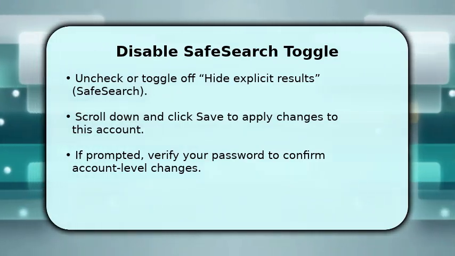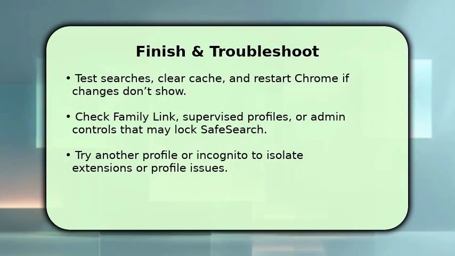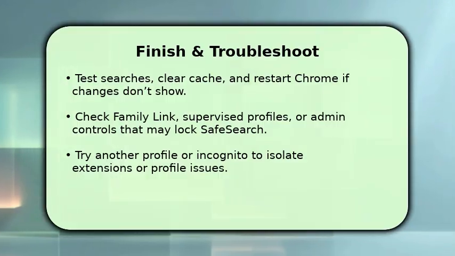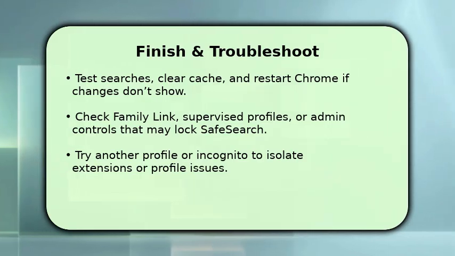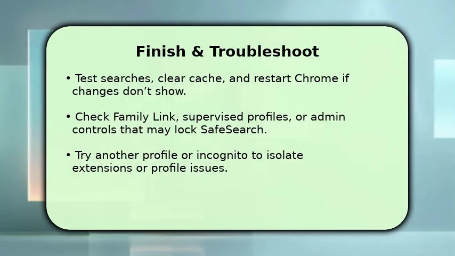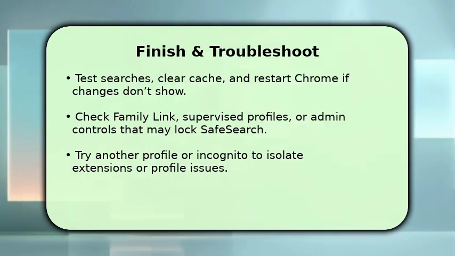If the SafeSearch toggle is locked or grayed out, check for Family Link, school or work admin settings, or a supervised profile that enforces filtering. Those require parental or admin removal. If problems persist, try signing into a different Google profile or use an incognito window to see whether an extension or profile is the cause.